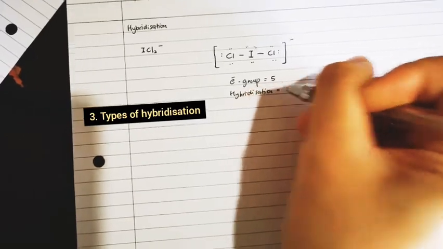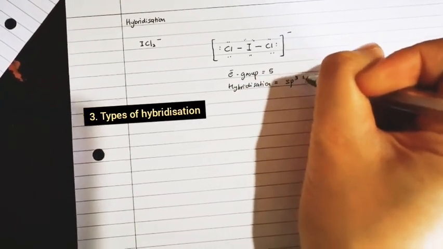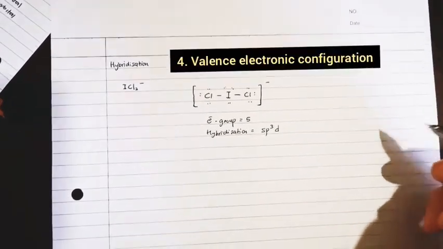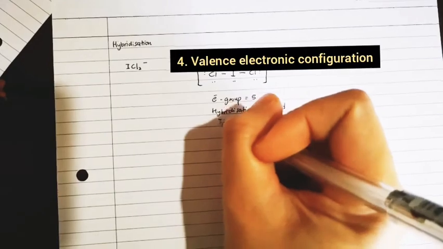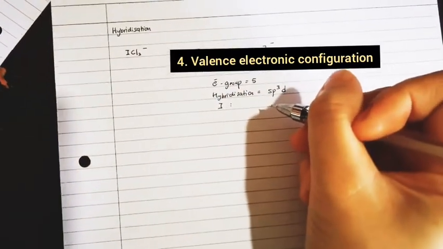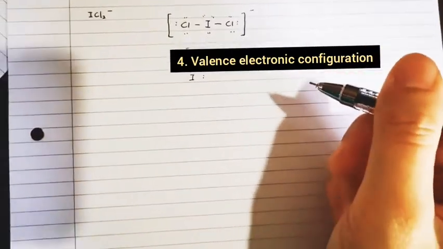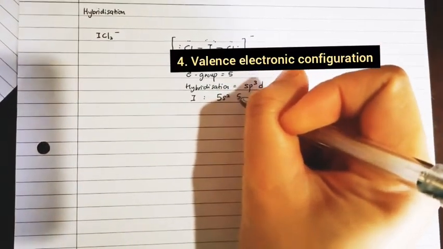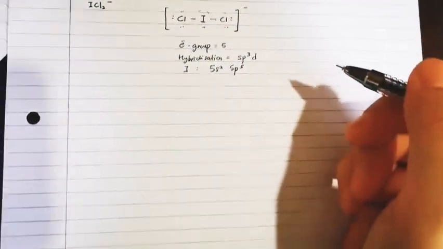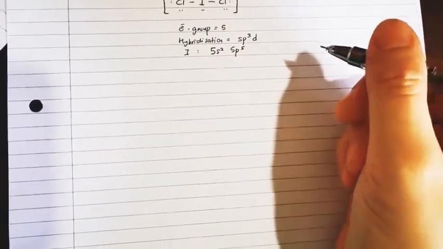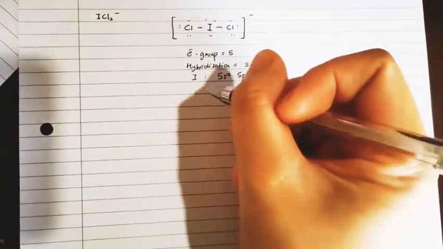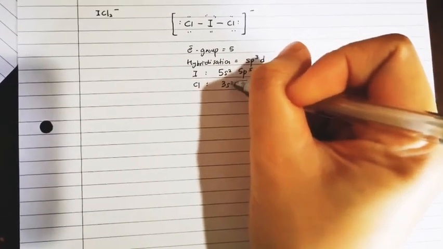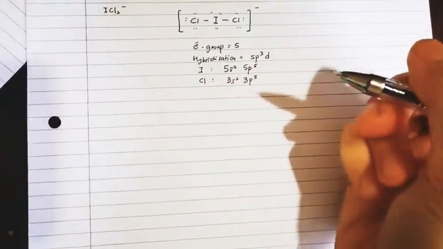hybridization is sp3d. Right? Next, this structure involves I, which has valence electrons 5s2, 5p5. And in this structure, we also have Cl, with 3s2, 3p5 valence electrons.